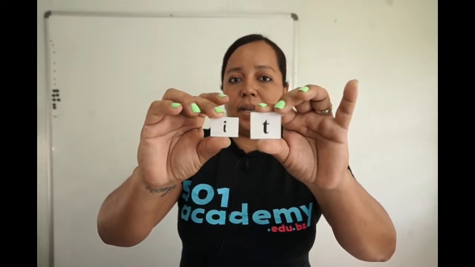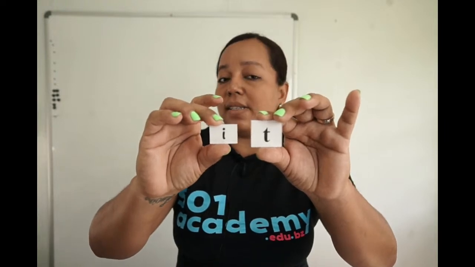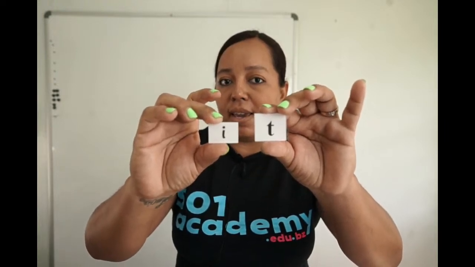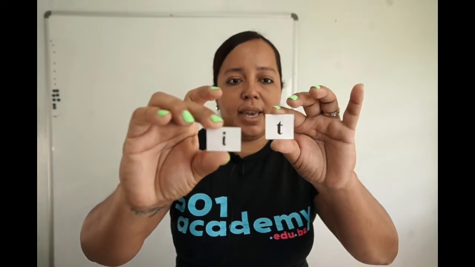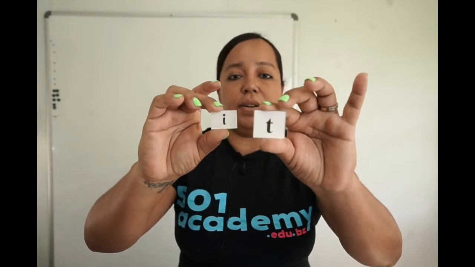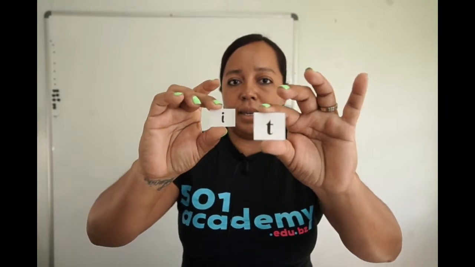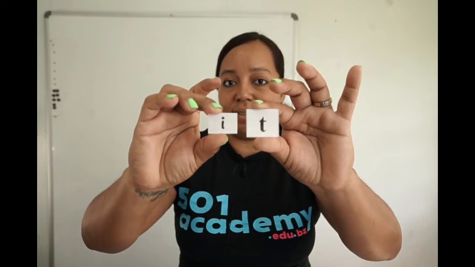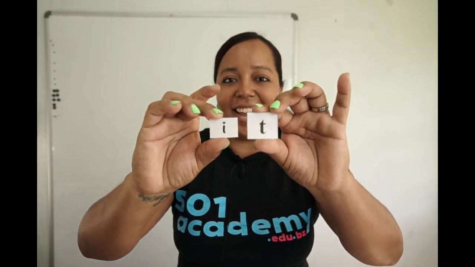Let's blend them. Let's say the song. What song does letter I make? I. Awesome. And our letter for today, T. Very good. I, T, it. Awesome, it. We blended and we made that word. Now, it's your turn to blend. Let's blend these sounds together.